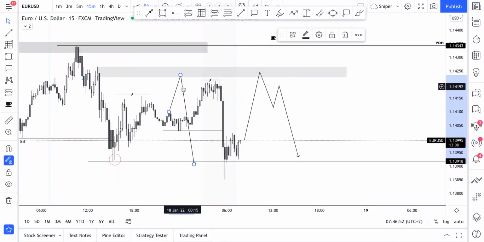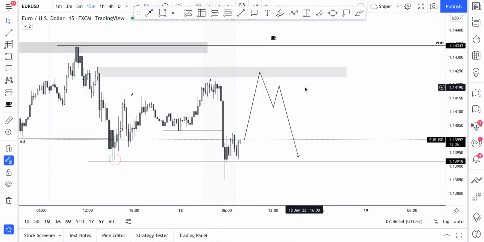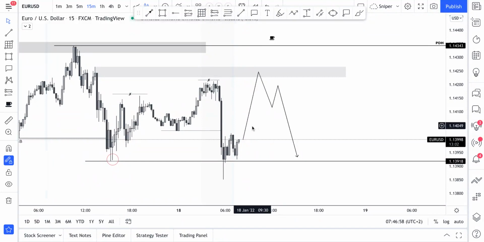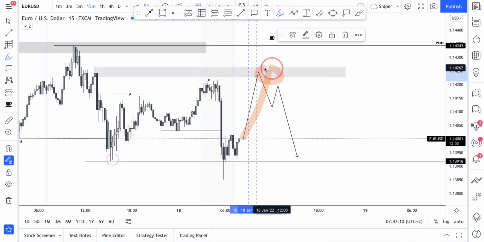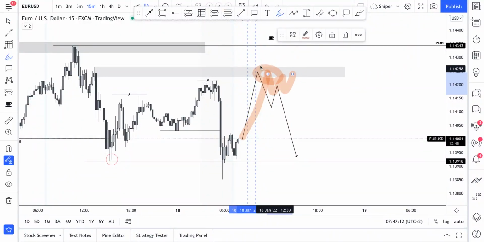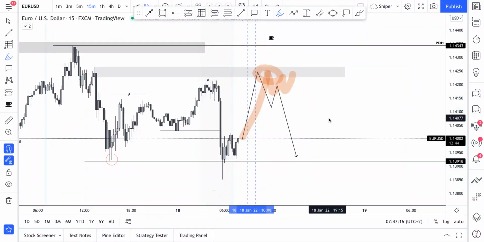I'm going to take this away. That's more or less the setup that I'm waiting for, looking for. Still, a lot needs to happen for it to develop. You can see we have Frankfurt open over there, and then an hour later we have London open. So this is the time zone, the region that I'm looking for price to give us that push up into this area, potentially look for a confirmation or take an aggressive entry, and then look for price to go lower.